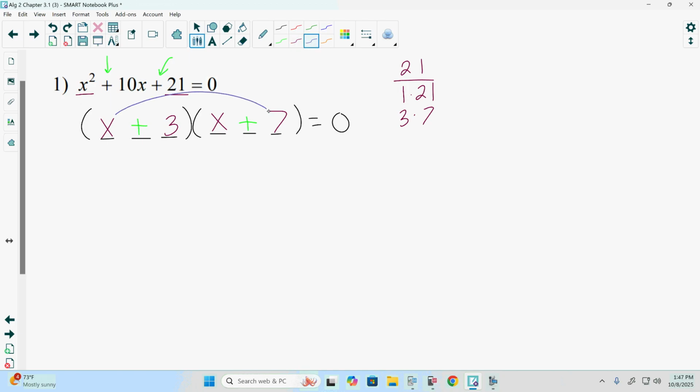Now, we do want to check and make sure that these work. Now, I would not write our check underneath these sets of parentheses, because at this point here, we're not done. We still have to find the values of x that would make these be 0. So when I check these here, I always check it off to the side. X times 7 is 7x. 3 times x is going to be positive 3x. So we have positive 7x plus positive 3x. 7x plus 3x is 10x. Is that the middle term we wanted? Yes. So now we do have two things multiplied together to equal 0. So one of these two must be 0.